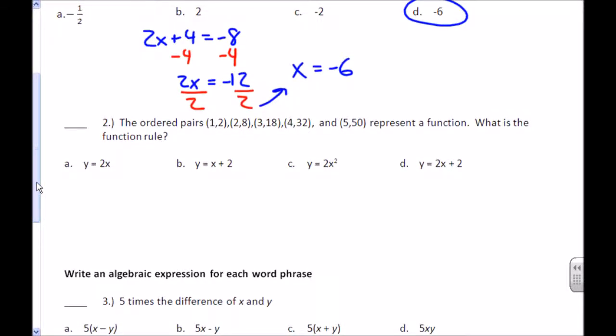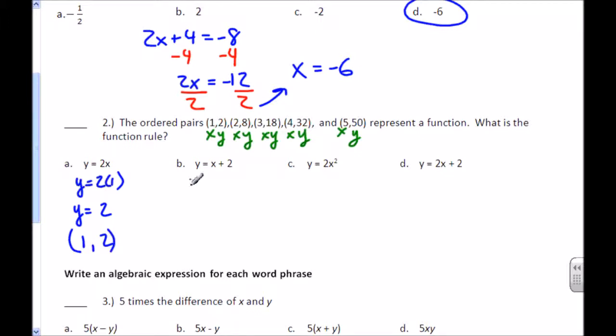If I take a look at the next one, it says the ordered pairs (1, 2), (2, 8), (3, 18), and (4, 32) represent a function. What is the function rule? In other words, what's the equation that goes with this function? Keep in mind that these are x values paired up with y values, so if I plug an x value in, I should get that y value out. So we're just going to test a couple of these. I'm going to plug a 1 in and see what I get out for y. If I plug a 1 in here, I find out that y equals 2. So that's the ordered pair (1, 2), and that one works for the first ordered pair.